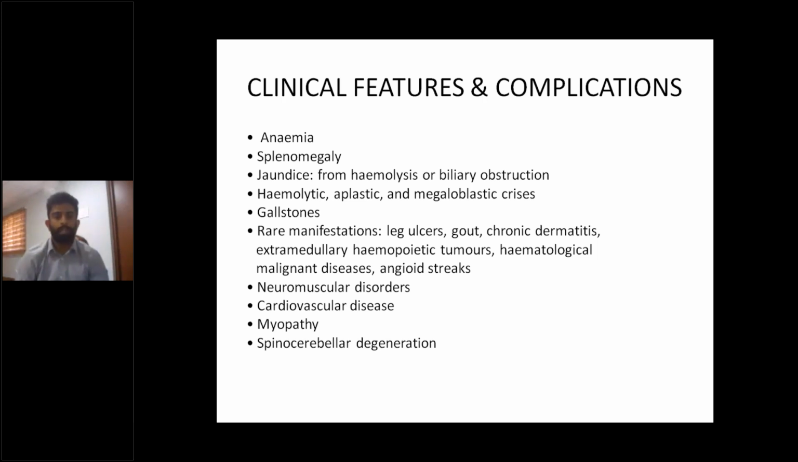The rare manifestations are leg ulcers, gout, chronic dermatitis, extramedullary hematopoietic tumors, hematological malignant diseases, angioid streaks, neuromuscular disorders, cardiovascular disease, myopathy, and spinocerebellar degeneration. These are rare manifestations of hereditary spherocytosis. The complications are hemolytic, aplastic, and megaloblastic crisis.